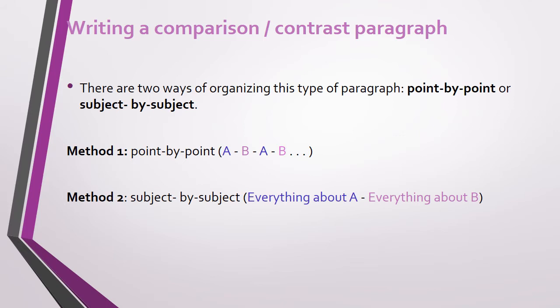Then we have another possibility, the second method, which is subject by subject organization. Here in the same paragraph, the writer will say everything about A. Then he moves to say everything about B. The writer does not mix up the information. That's why it is called subject by subject. The first subject is A, then the second subject is B. We have A, then B.